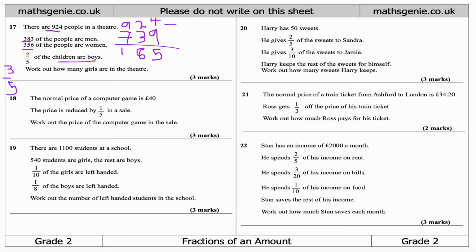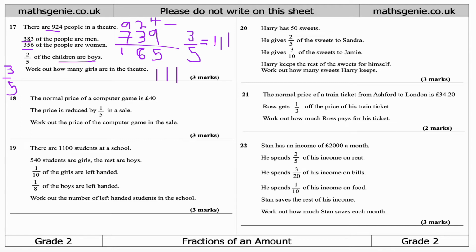So 3/5 of that, again, a fraction of an amount, 3/5 of 185. So I divide by the bottom times by the top. 185 divided by 5 is 37, and then times it by 3 is 111. So there are 111 girls in the theatre.